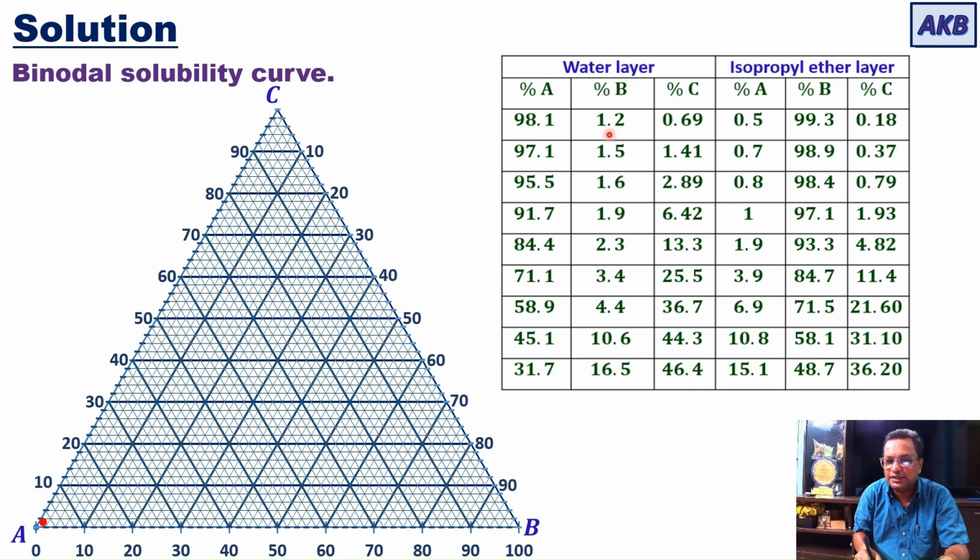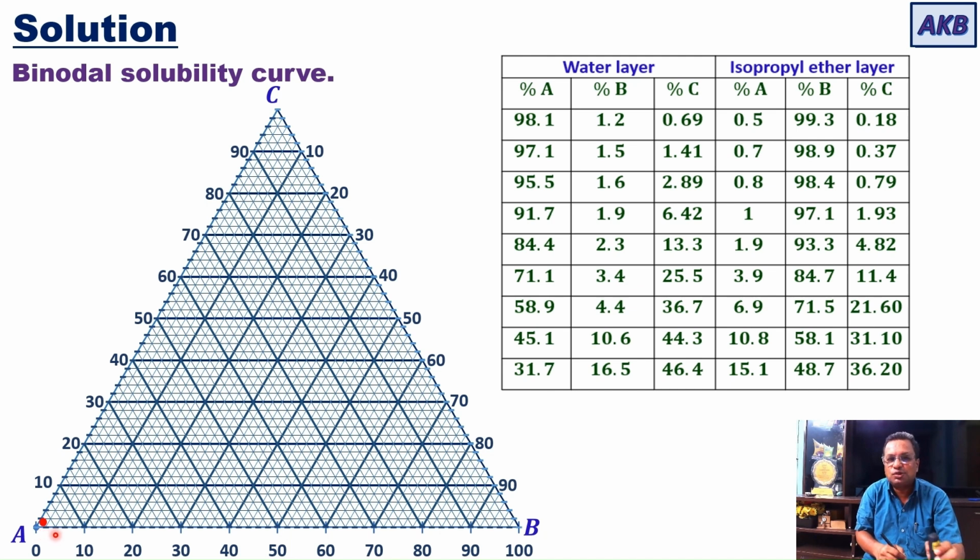And then the mixture is containing 1.2%. So we have to consider a line that is parallel to side AC to represent the composition of B in it. Since it is containing 1.2%, this point is lying over here. The first line from side AC will represent 2% of B in the mixture, and we have to represent a composition of 1.2%. So accordingly, the point is placed over here.